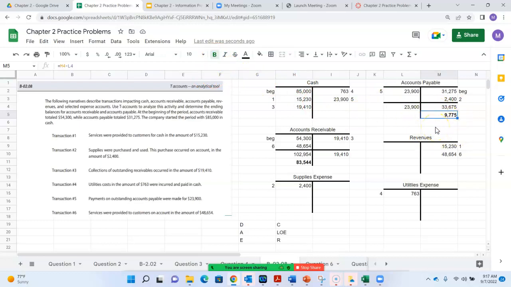So a couple of notes on this problem. If it is easier for you to handwrite, if you do not feel comfortable in Excel or Google Sheets, you are more than welcome to handwrite your problems. You do not need to use Excel for this.